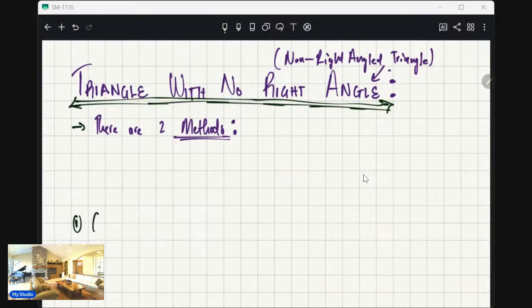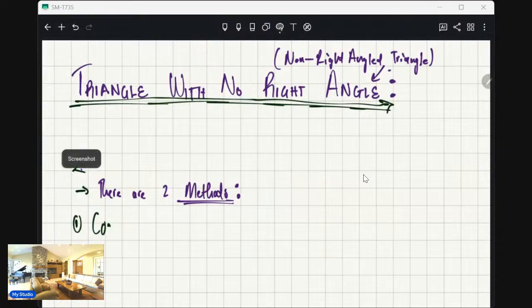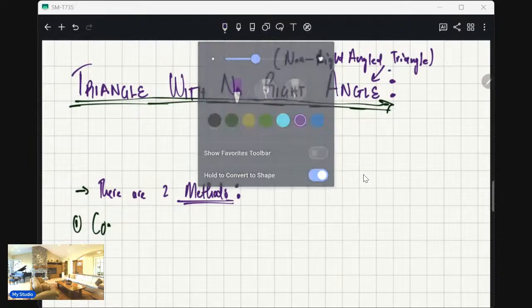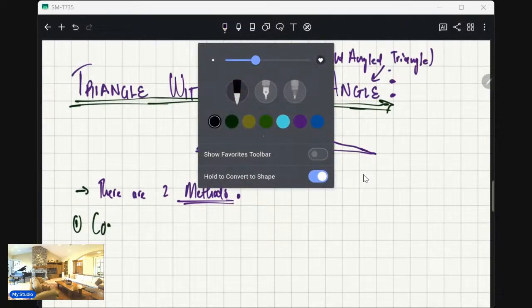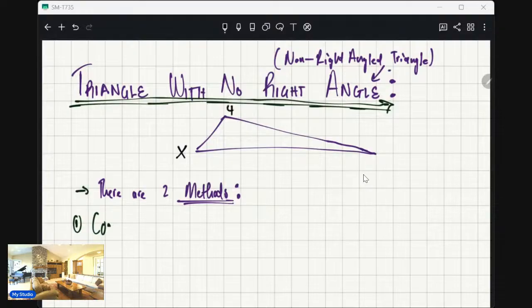Now, those two methods are one cosine rule, right? Maybe let's put the triangle before we say there are two methods. I'm going to resize, move it down here. So we are saying you are doing a triangle with no right angle, and let's put what it looks like. It looks like this, or whatever shape it may have. This has no right angle. Are we together? And we are going to change the letters. We'll call it X, Y, Z.